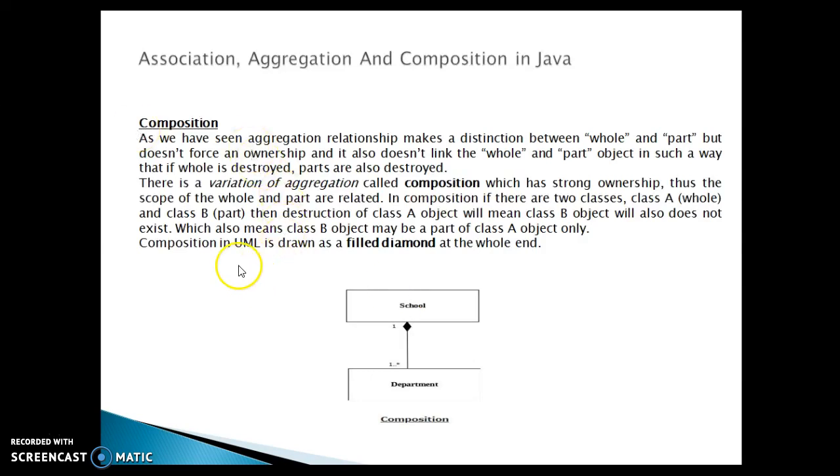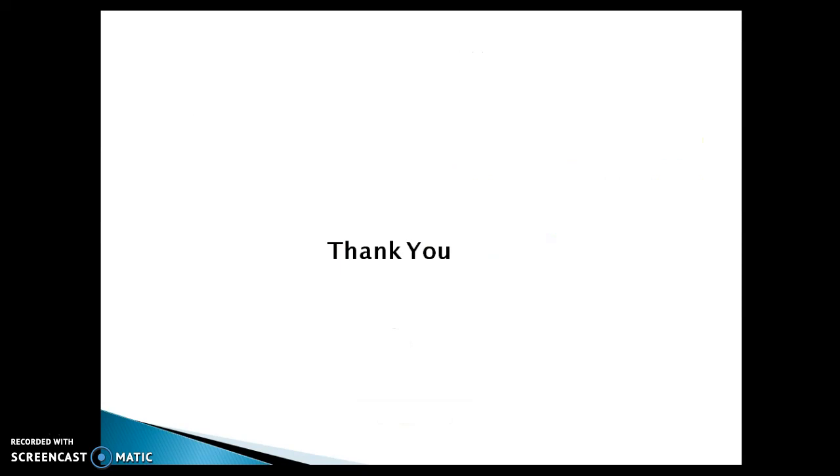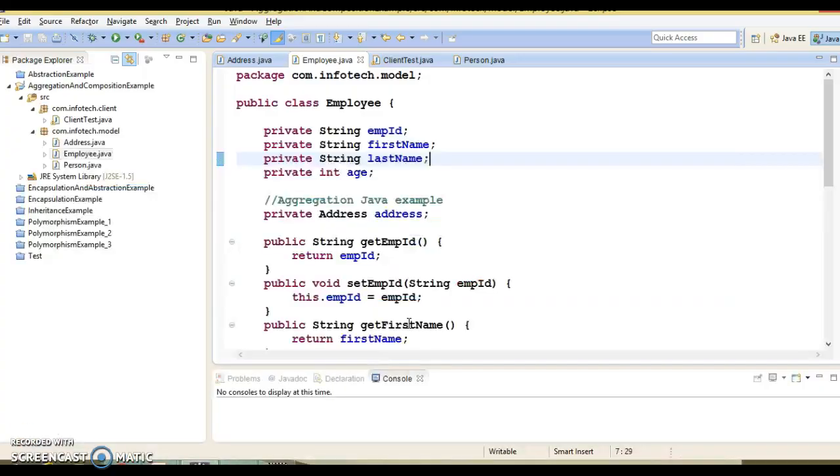Composition in UML is drawn as a filled diamond at the whole end. So you have a department, and one school can have many departments. Now there is a relationship from department to school, and here you can see a diamond symbol, a filled diamond symbol. So in UML, if you have an empty diamond, then that is called aggregation. If you have a filled diamond symbol, then that is called composition, right? So that's all. These are the things we understood theoretically. Let's go through an example.